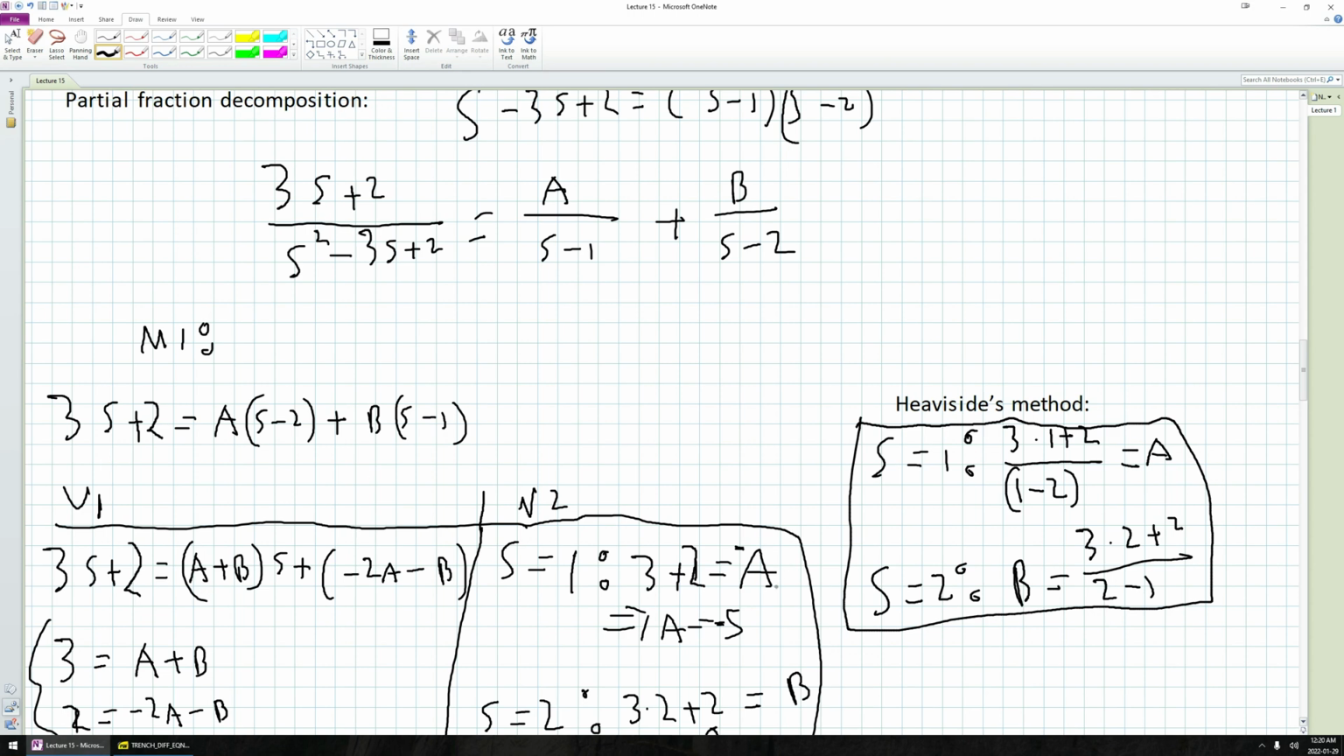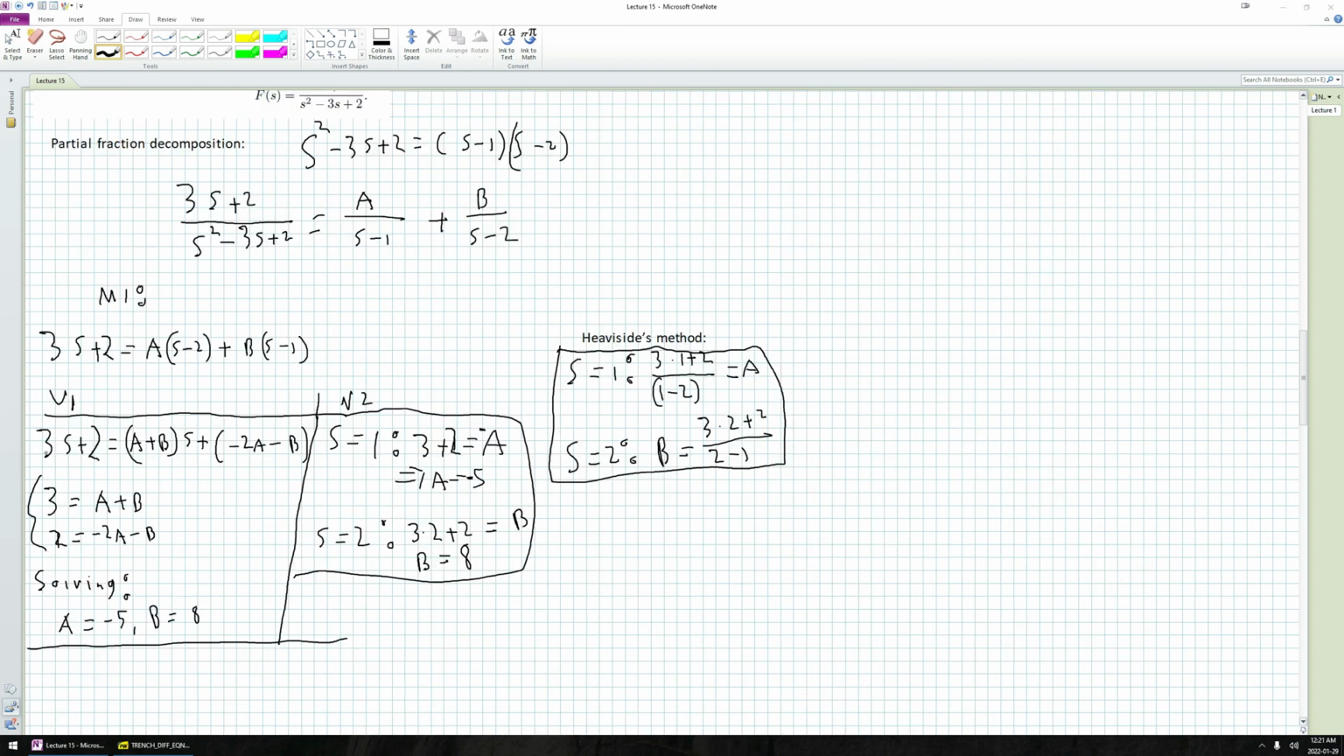Okay, so we have actually gone through 3 different ways to compute what this thing is. So if I zoom out here, no matter which one of these methods we picked, we can say that A is definitely minus 5. So we can say this is equal to minus 5 over s minus 1, and B is definitely 8, so I get this term.